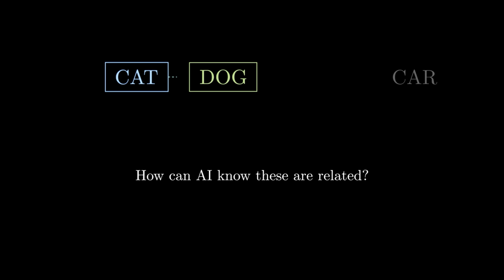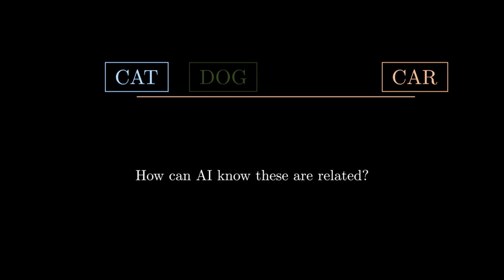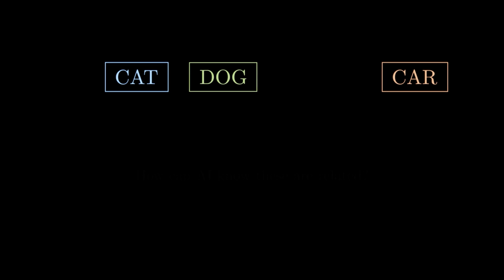Look at these three words, cat, dog, and car. You instantly know that cat and dog are more closely related. But how can an AI system tell that the word cat is more related to dog than to car? AI does not begin with human meanings, it begins with numbers.